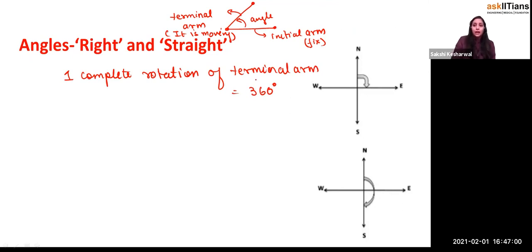Now, when the initial arm and the terminal arm are on the same line, like this is my initial arm and this is my terminal arm placed over here, this is 0 degrees, right? Then the terminal arm moves. Suppose in a clock it's 1 o'clock, and the minute hand starts from 12 and keeps moving so that the hour hand goes to 2, and the minute hand rotates one full round to get 360 degrees. Yes or no? Yes?